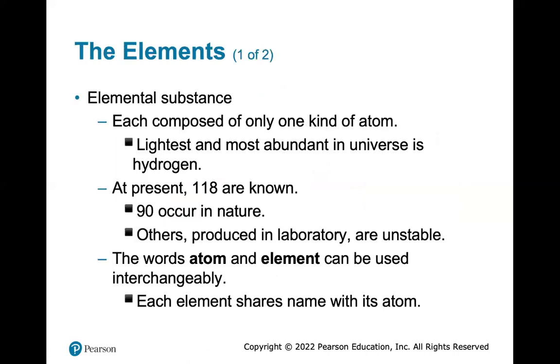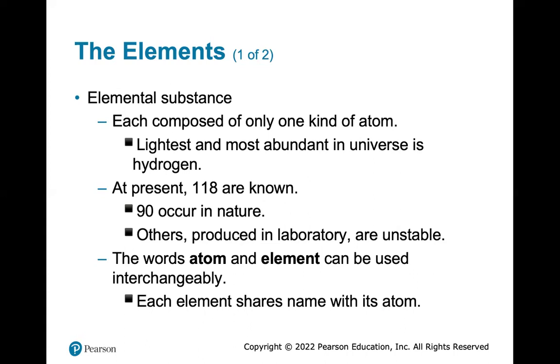Elemental substances are each composed of only one kind of atom. The lightest and most abundant in the universe is hydrogen. Hydrogen has one proton and one electron. It can have no neutrons, one neutron, or two neutrons. I think there's even some with three neutrons. They're rarer, but it can happen.